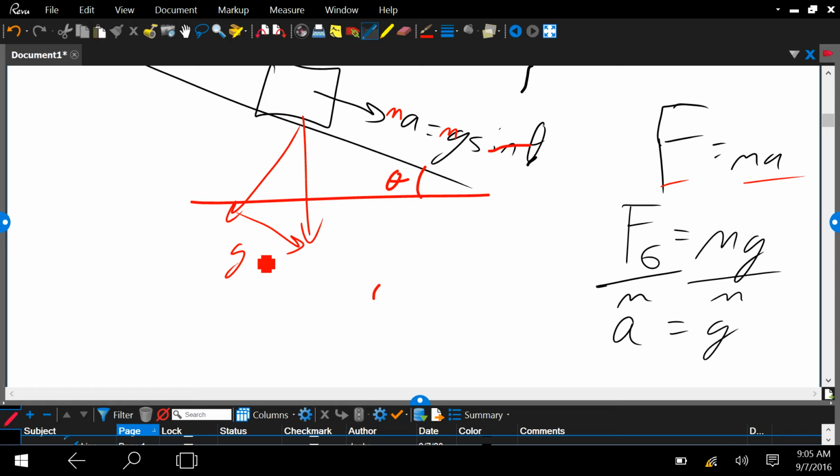Okay, this is my g sine theta side, and this is g, and this would be g cosine theta. So this angle is the same angle as the hill. I'm not going to do the whole problem again.